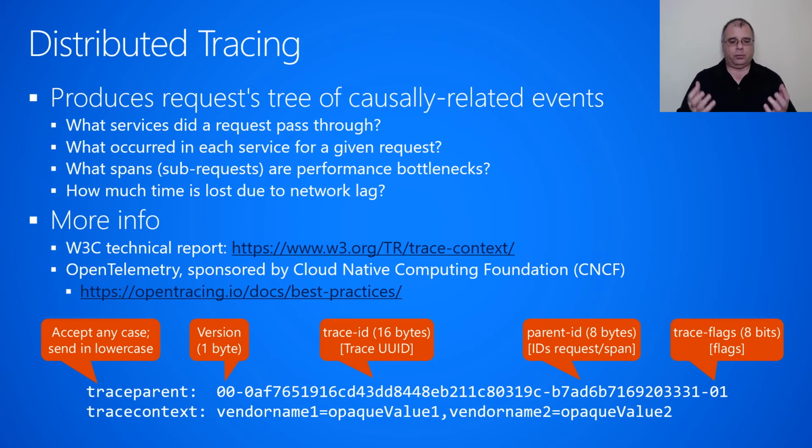So it produces a request tree of causally related events. And it can answer questions such as, what services did a request pass through? What occurred in each service for a given request? What spans, which is a fancy word for sub-requests, are performance bottlenecks in handling a request? How much time is lost due to network lag? That's the real value that is obtained when customers leverage distributed tracing, but our Azure services also participate in this.